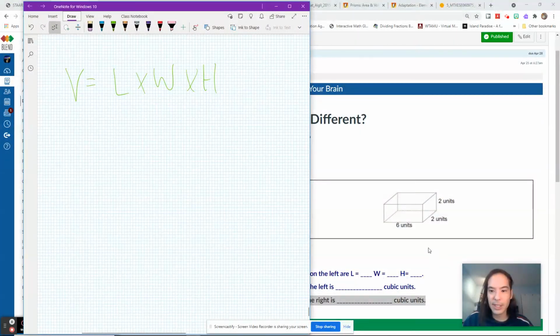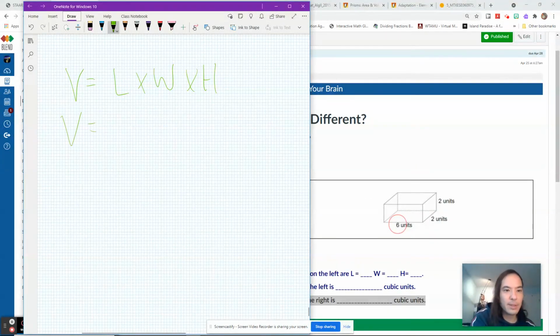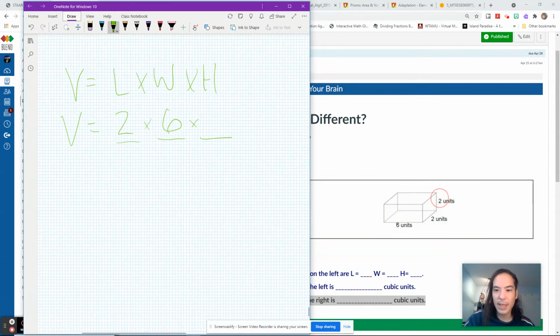So when I'm looking at this image over here, it looks like my width is 6. So basically what we're doing is just plugging in the numbers. So if my width was 6, and then my length is 2, and then my height is also 2, right? So what I'm looking at is my length was 2 from front to back, my width was 6 from side to side, and then my height was 2. All right, so now I've filled in for my L, for my W, for my H.